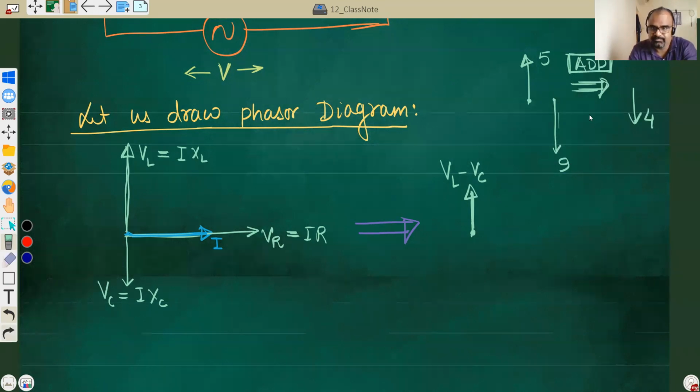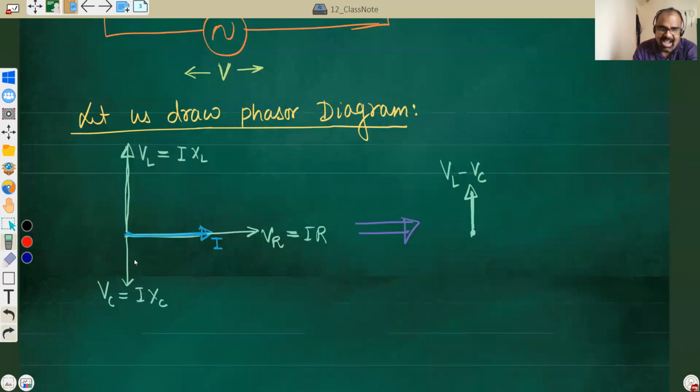So let me come back to this. Here, if we add this vector and this vector, because this is greater in my diagram, the result is upward. I could have drawn this as greater. If I had drawn this VC as greater than this, then the result would have been downward. Okay, so this is it. And this will be the VR phasor.